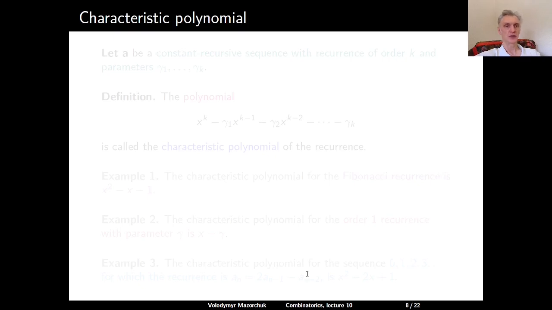Next, we will talk about the characteristic polynomial of recursion. So let A be a constant recursive sequence with recurrence of order k and parameters gamma 1 and so on, gamma k.